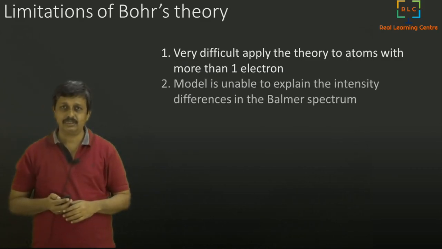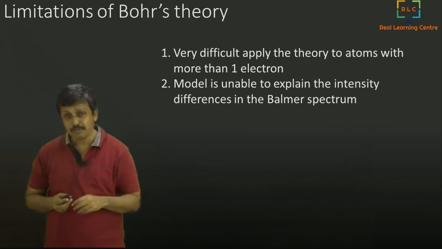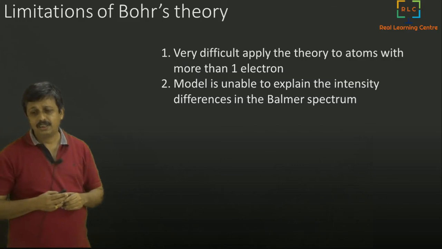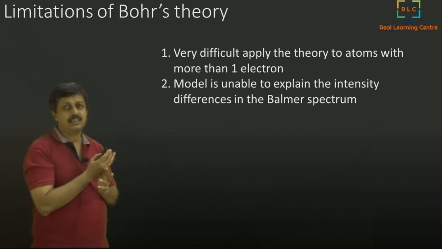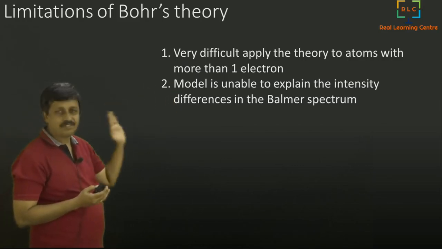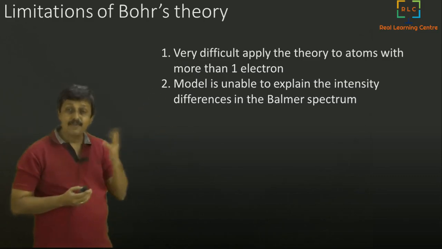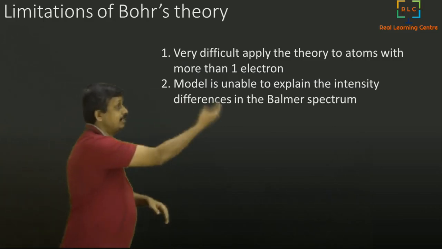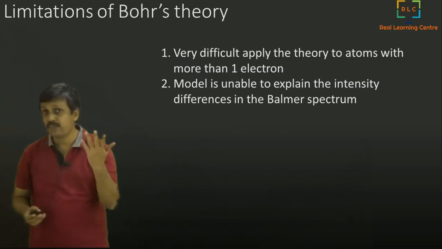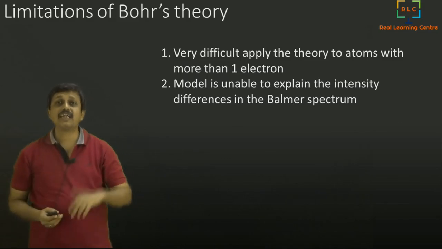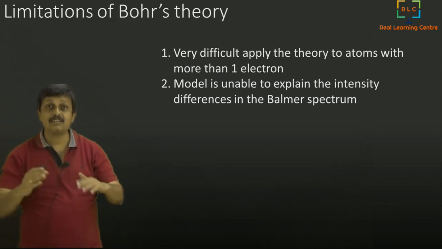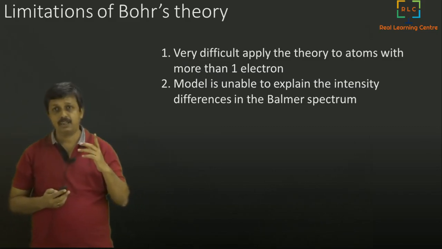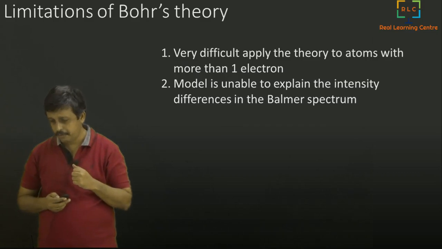Then came one more important problem: his model is unable to explain the intensity differences. You can see that the Balmer series shows intensity differences between the lines, and it was unable to explain those. They are brighter on the right side and dimmer on the left side. Why are certain transitions preferred over other transitions between the orbits? That was not explained by Bohr. So that was a limitation.